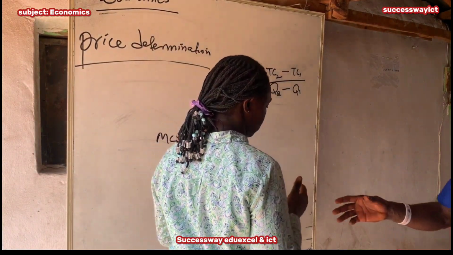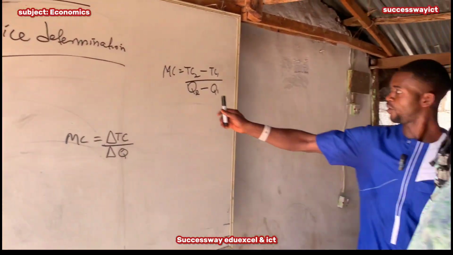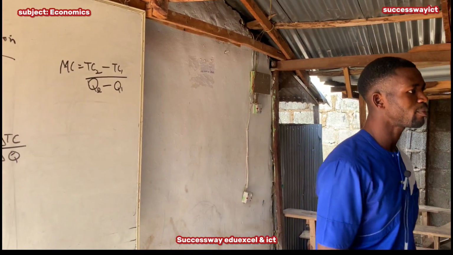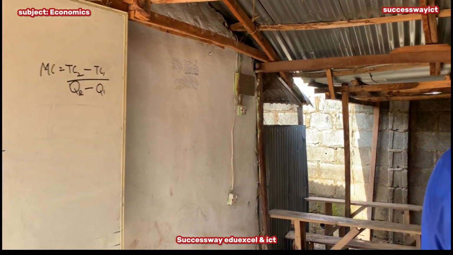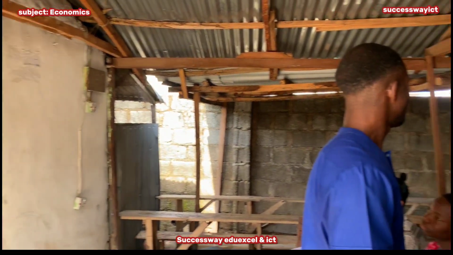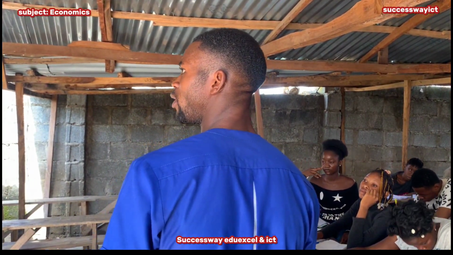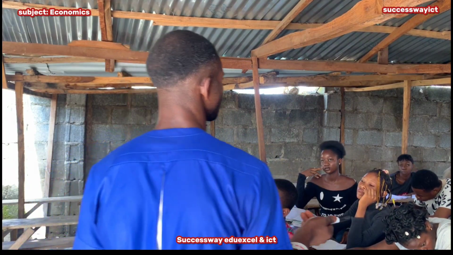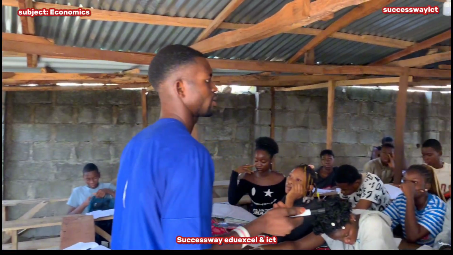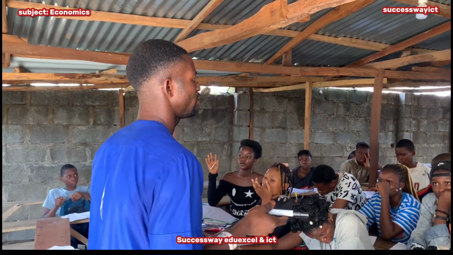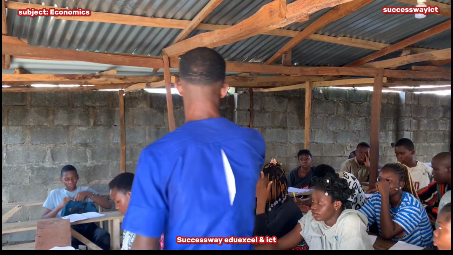Okay. Now, who can interpret the second one? Who can interpret it? You just say that MC equals TC2 minus TC1 over Q2 minus Q1. Who can interpret it? Yes.